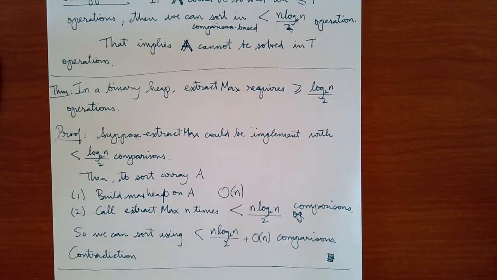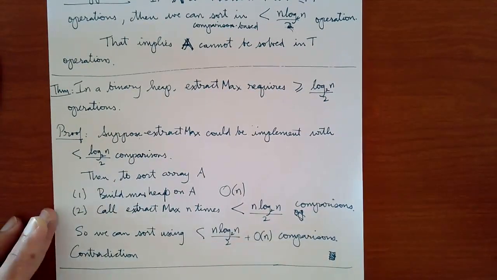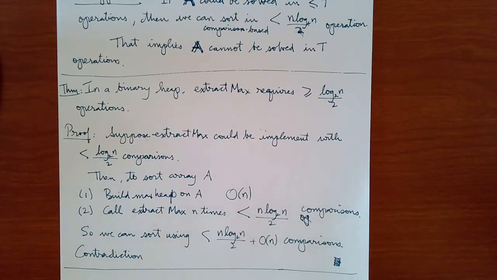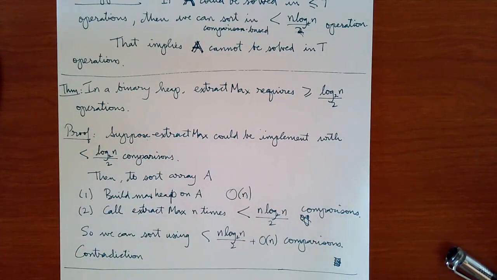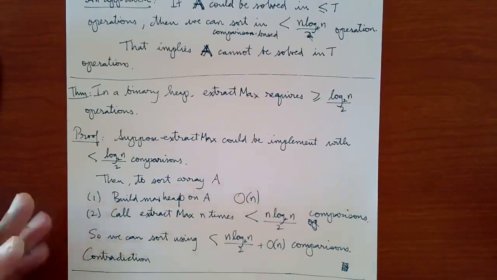Does that make sense? So you cannot extract max faster; essentially, you need omega log n operations to extract the maximum, because if you could beat that, then you could sort faster. Does that make sense? Any questions about that?